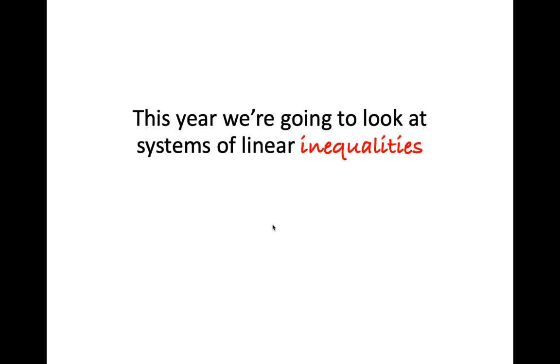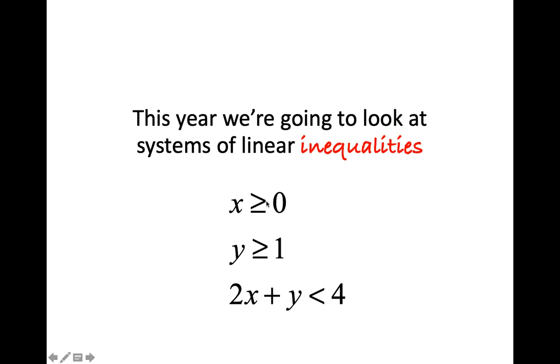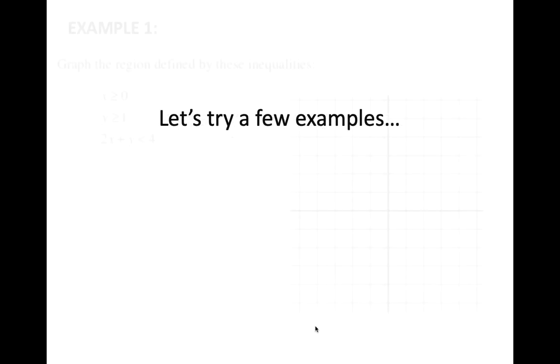Now this year we're going to add to that, and we're going to use what we've been learning about linear inequalities to do the same thing. So we're going to take systems of linear inequalities where we have shading, and we're going to try to look for where the shaded parts overlap each other. So we're going to try a question like this one. So we have three different linear inequalities, and we're going to draw them on a graph and see what happens.